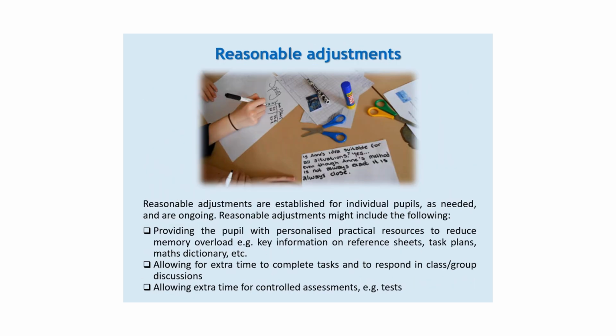Reasonable adjustments. Reasonable adjustments are established for individual pupils as needed and are ongoing. Reasonable adjustments might include the following: providing the pupil with personalised practical resources to reduce memory overload, for example, key information on reference sheets, task plans, and a maths dictionary. Allowing for extra time to complete tasks and to respond in class and group discussions, and allowing extra time for controlled assessments, for example, tests.